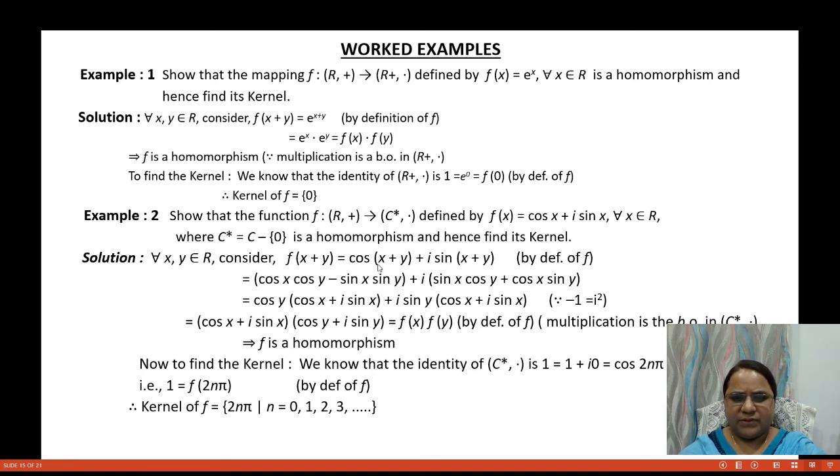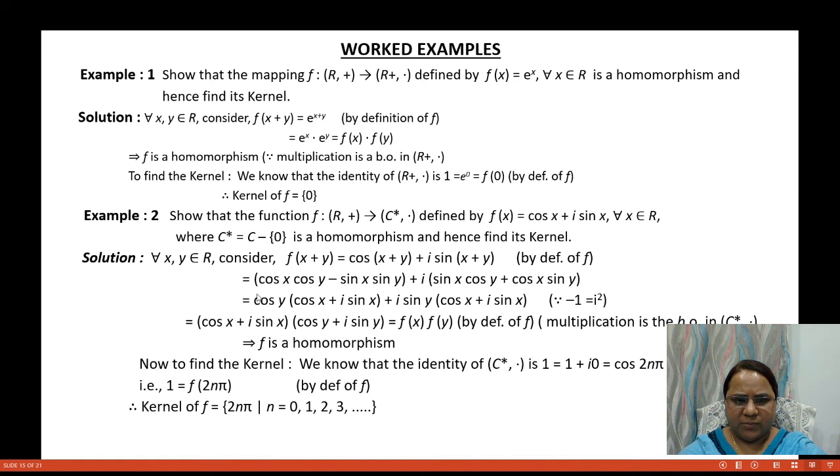Now using the definition of cos A plus B, the formula you have to use here, that is cos A cos B minus sin A sin B, plus sin A cos B plus cos A sin B. Just using the formula for cos A plus B and sin A plus B, that is cos A cos B minus sin A sin B. And for sin A plus B, it is sin A cos B plus cos A sin B. So just take cos y common from these two terms.